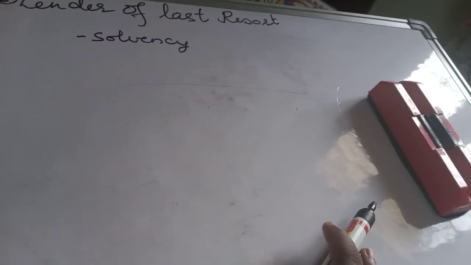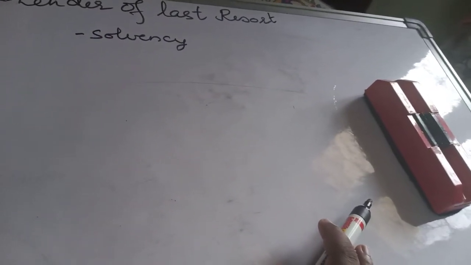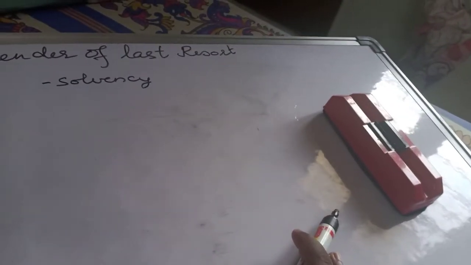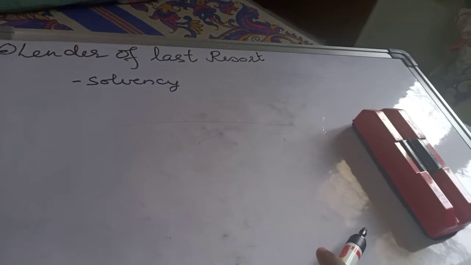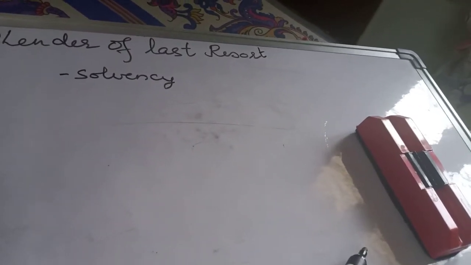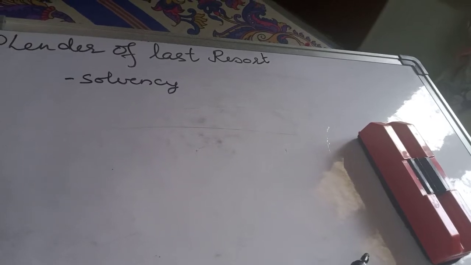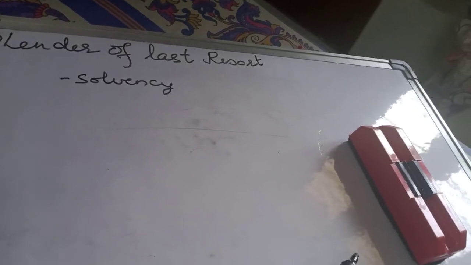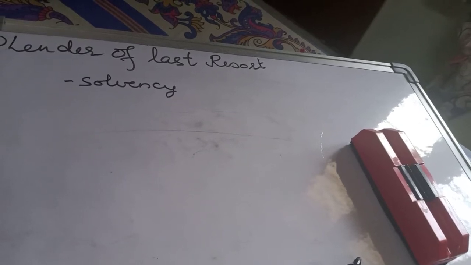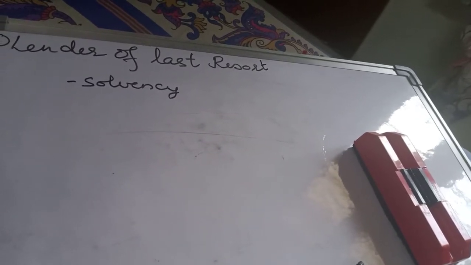You know what solvency is? The ability to pay off credit. So, it is generally during the times of insolvency that commercial banks may approach the central bank. So, when they approach the central bank, it guarantees solvency and provides financial accommodation to the commercial bank which has approached it.